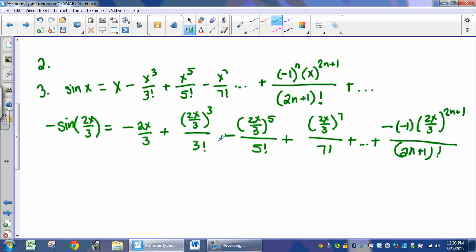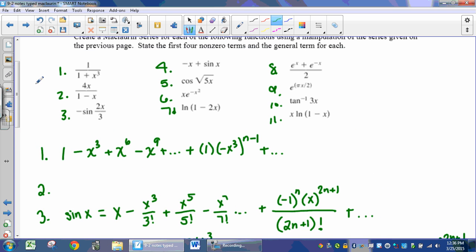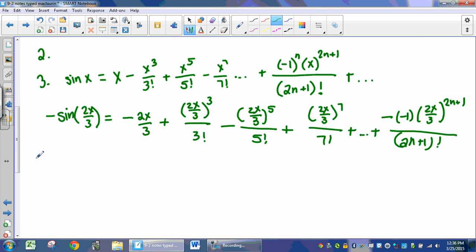There you go. Done. All right, let's see. Number 4, negative x plus sine x. Well, I'm going to do number 4 with you. What happens when you add?